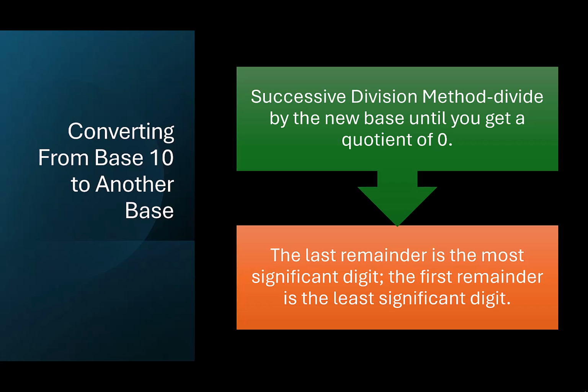The last remainder we will call the most significant digit. The first remainder is the least significant digit. We'll write our new number as all of the remainders from the most significant to the least significant. Let me show you what that means.